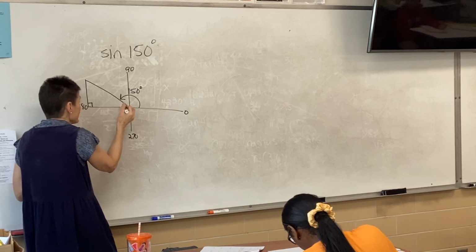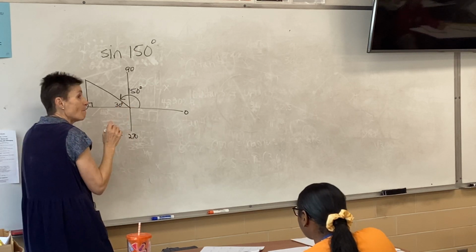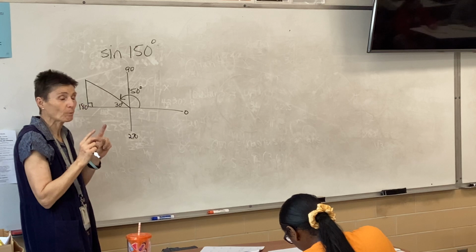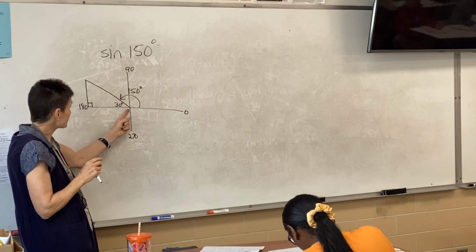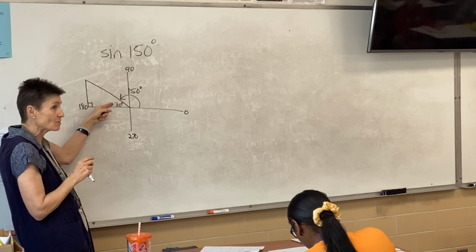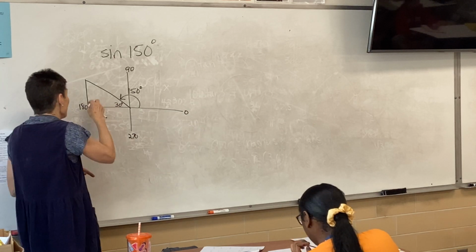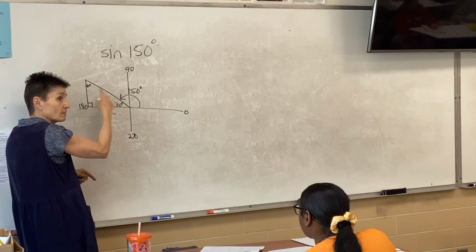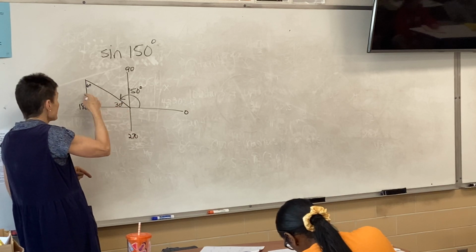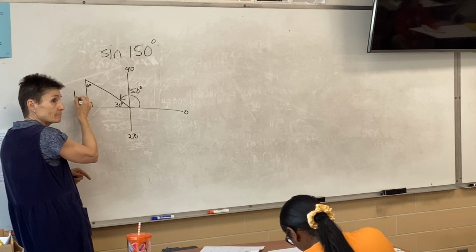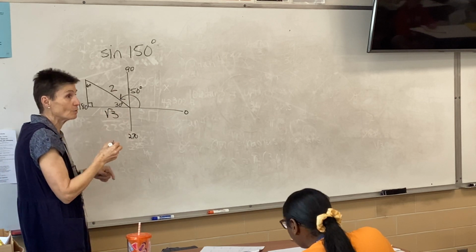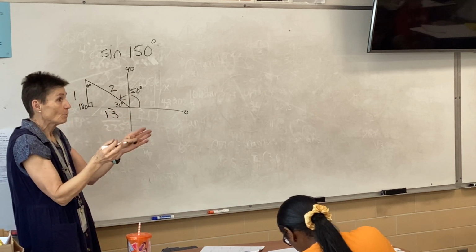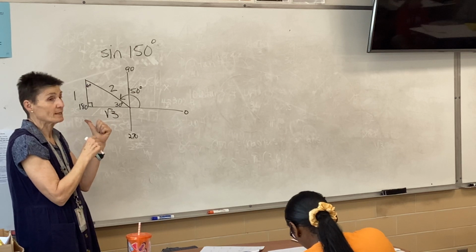It's 30 degrees. Boys and girls, there's no magic there. You have to use your problem solving skills. If that's 150 and this is 180, do you understand why that's 30? Now, this is one of your special triangles. Across from the 30 is 1. Across from the 60 is root 3 and the hypotenuse is 2. Just like before. We just have it drawn in a different quadrant.